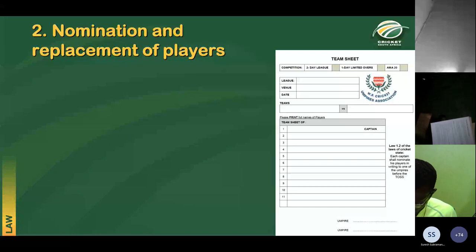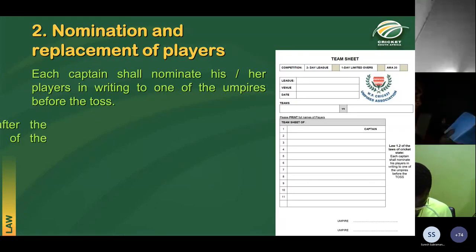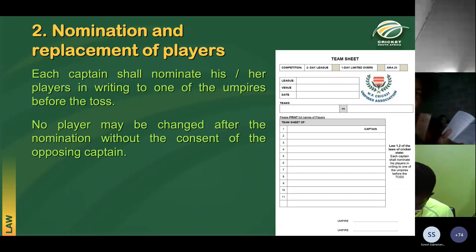This is what a team sheet looks like, and this is how we nominate our 11 players in club cricket in and around Cape Town. Each captain shall nominate his or her players in writing to one of the umpires before the toss. Okay, that's highlighted in green, so we know that it's going to be examined in the level one exam. No player may be changed after the nomination without the consent of the opposing captain.